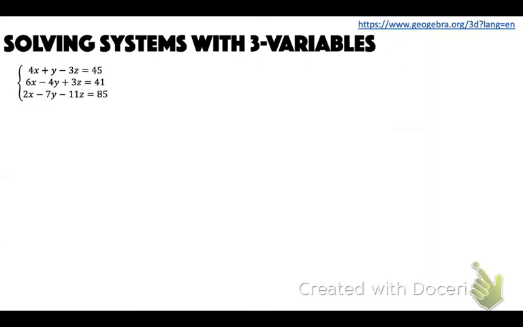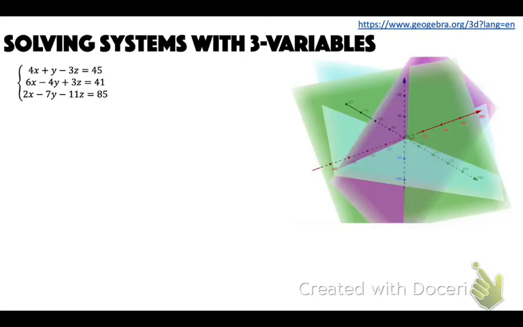Okay, let's do another one. So 4x plus y minus 3z equals 45. 6x minus 4y plus 3z equals 41. 2x minus 7y minus 11z equals 85. So I graphed these, and it looks like that. So we're trying to see where these planes cross each other.